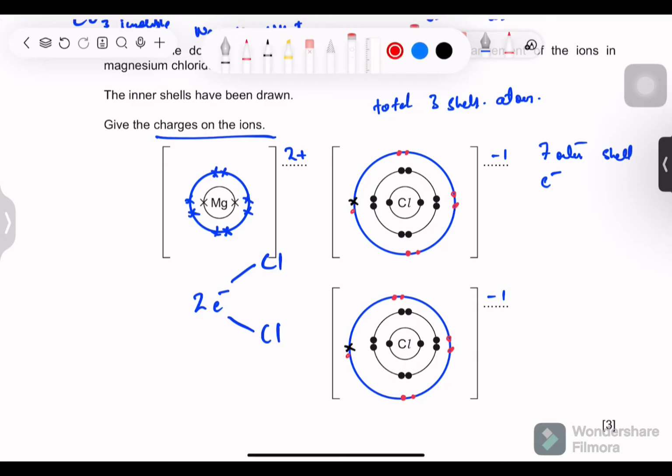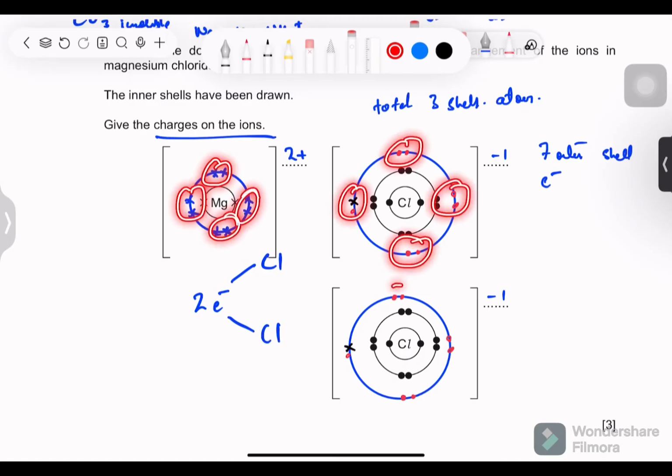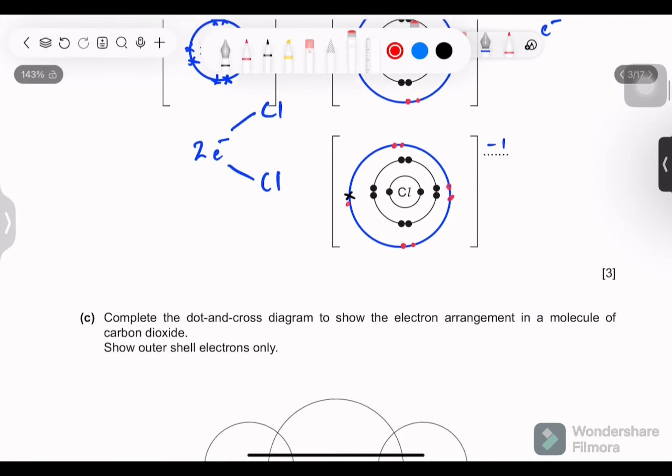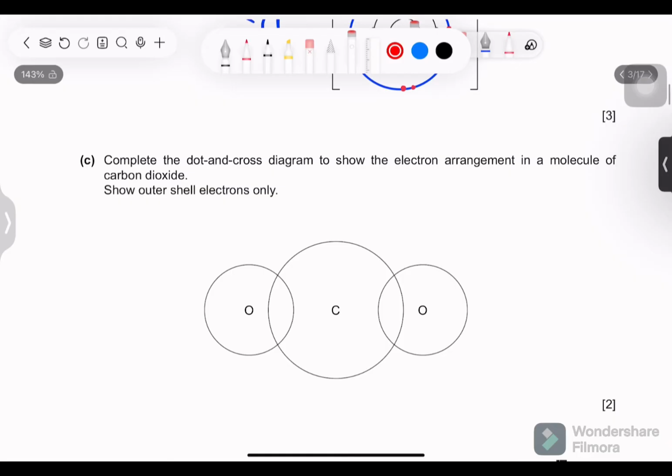And the thing which we should check at the last is that both have 8 outer shell electrons. 2, 4, 6, 8, 2, 4, 6, 8. And each chlorine should have 1 electron of magnesium. So next, oh, we have another dot and cross over here.